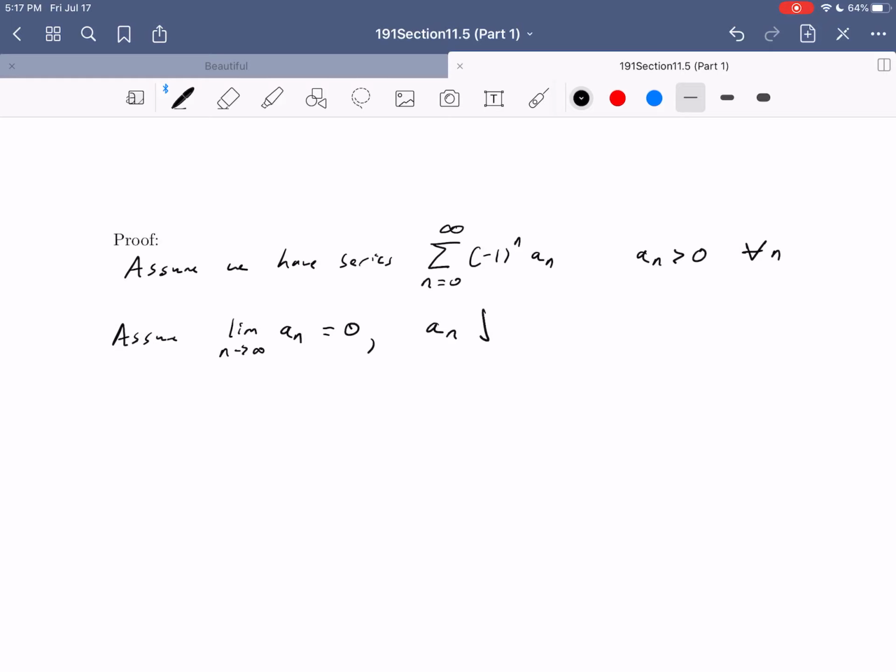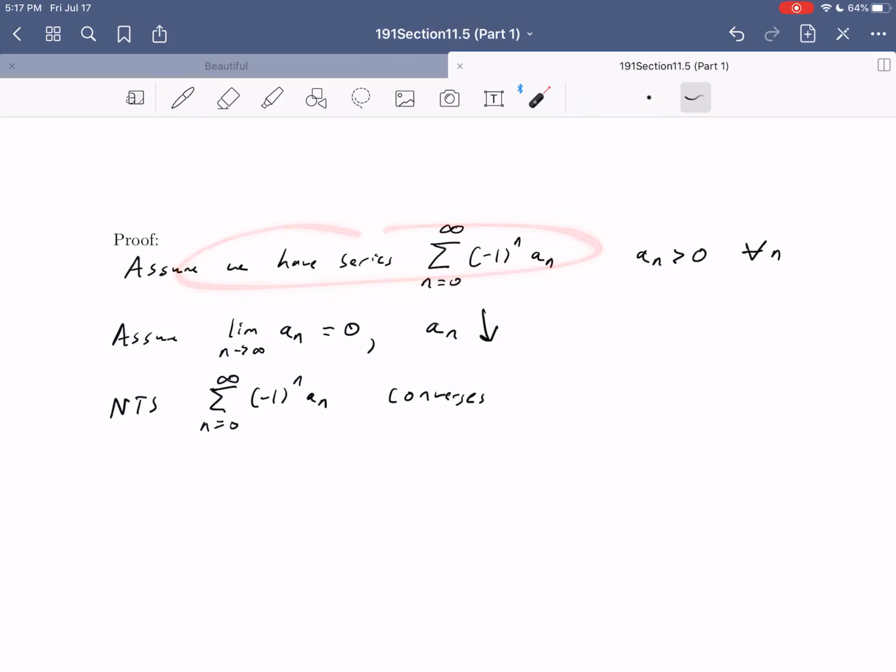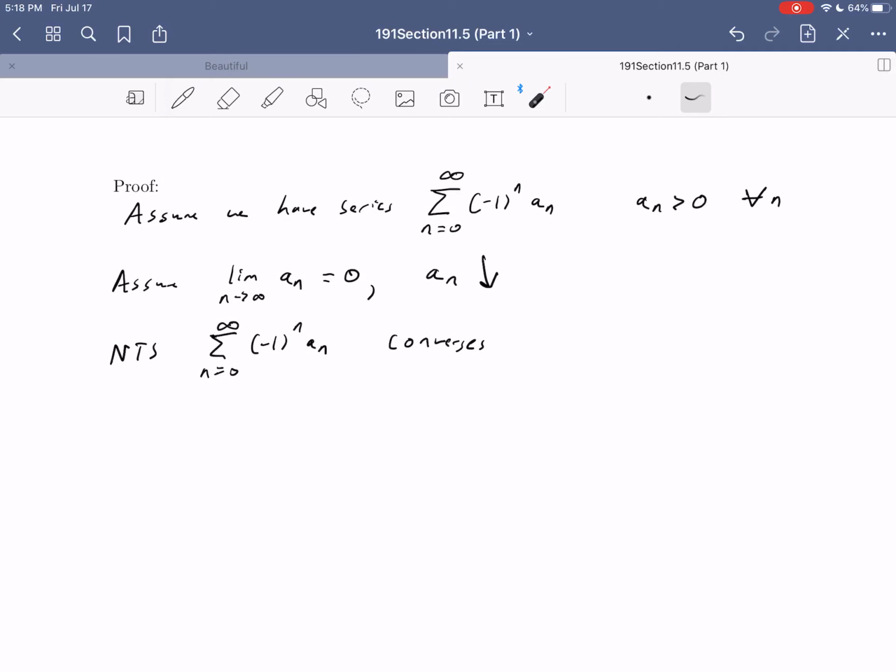And we get to assume that a sub n is strictly decreasing. So we know that a sub n is always getting smaller. And we need to show that the sum from n equals 0 to infinity of (-1)^n a sub n converges. So we get to assume we have this sort of series. We get to assume that the limit is going to 0. We get to assume that the terms are strictly decreasing, and we need to show that this converges.